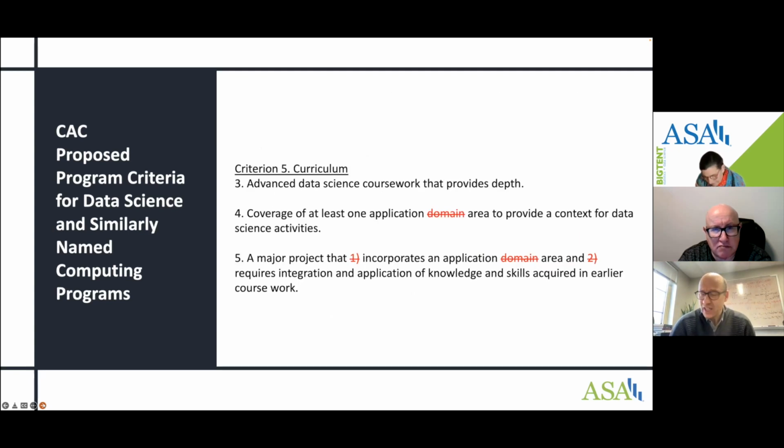Okay. Again, we're just clicking through criterion 5. This is the end of criterion 5. So what you saw on the previous slide and this slide reflect what should be in the curriculum according to CAC if you want to be accredited as a data science program. And here you can just see a couple of small, almost cosmetic changes to the wording.